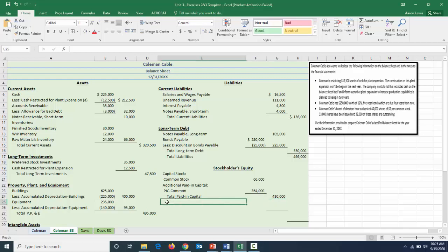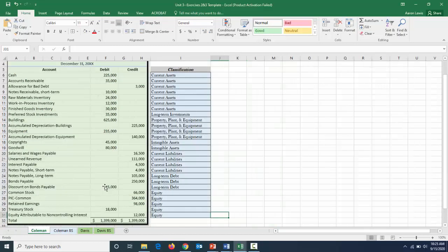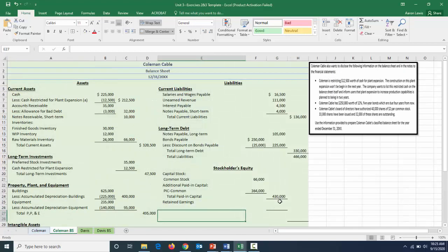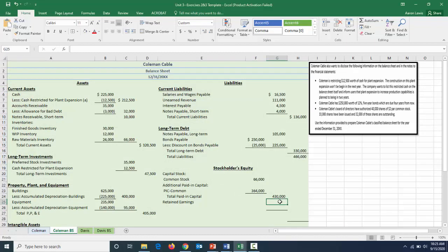The next thing that we have is our retained earnings, which is the amount of money that we are keeping from our own profitability, and our information tells us that Coleman Cable has retained earnings of $98,000. So let's go and throw that into here. We're going to put that one in the center column.